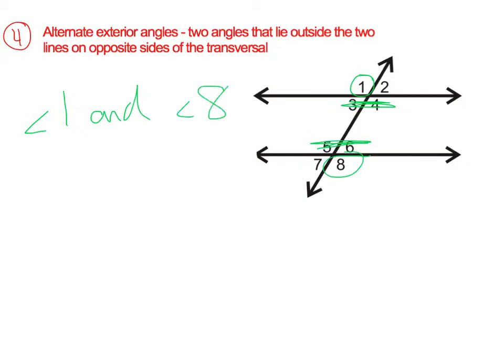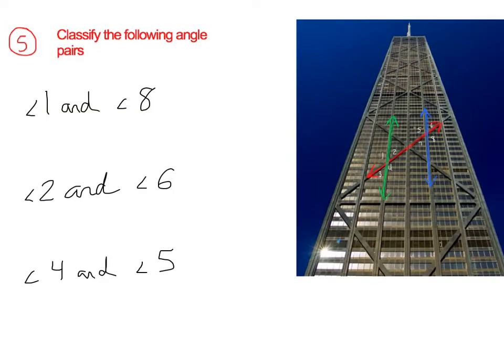Okay? And then if I said, what's the alternate exterior angle to angle 2? Well, you'd probably say, hey, it has to be angle 7. All right, so now we're going to apply this.